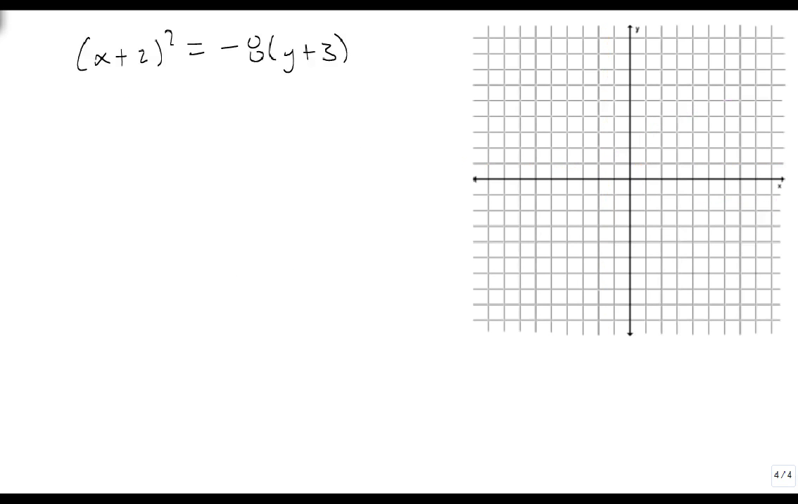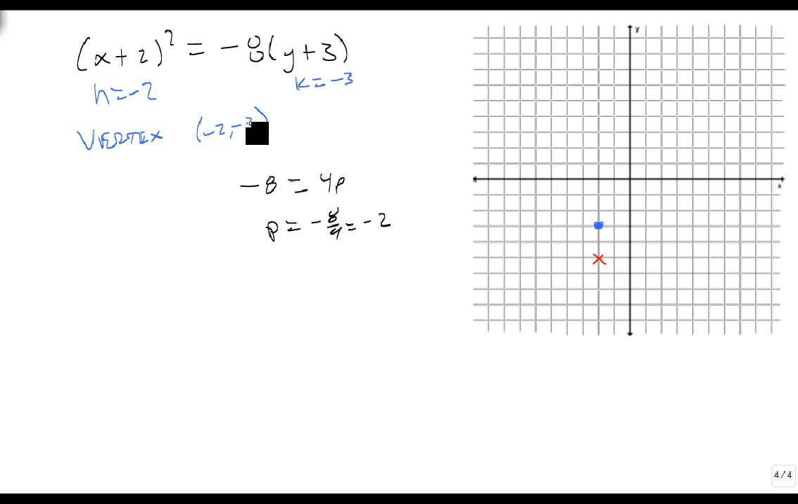Let's do one more. Here, the h is negative 2 and the k is negative 3, so my vertex is at negative 2, negative 3. So it's right here. Negative 8 equals 4p, so p equals negative 8 over 4, which is negative 2. So this is going down 2, so it's 2 less than this, so the focus is at negative 2, negative 5. And the directrix is 2 higher than the vertex, but it's a line, y equals negative 1.